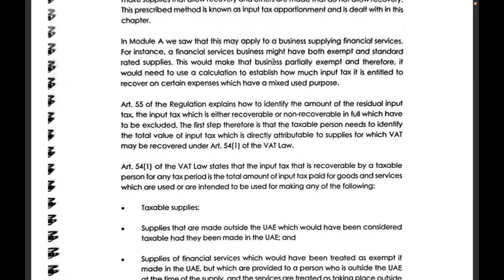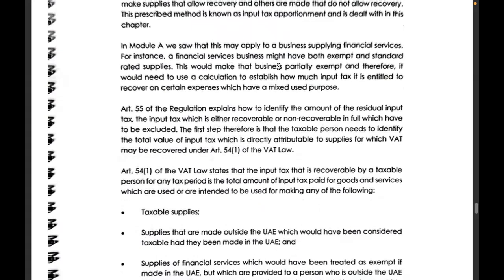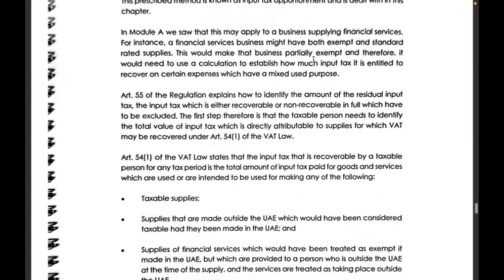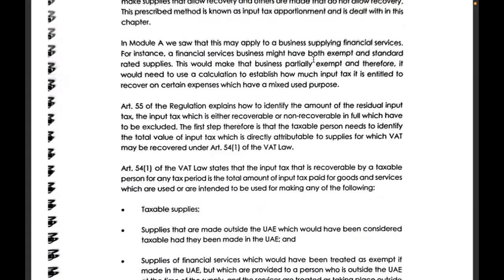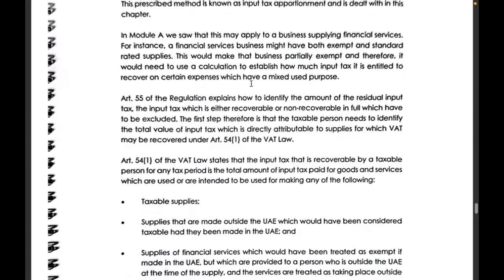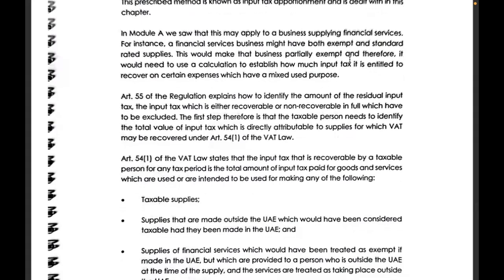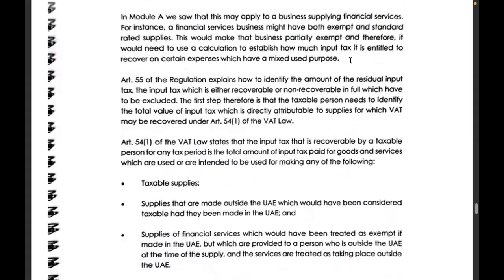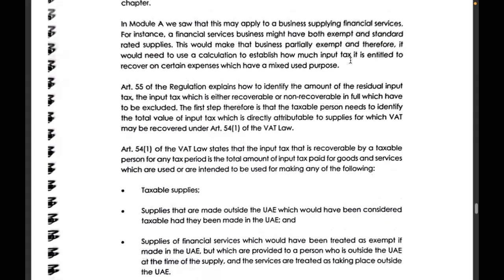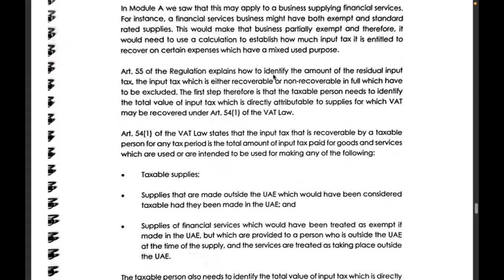There is a situation where sometimes a financial service business might have both exempt as well as standard rated supplies. Quite a few banks have that, even insurance companies. So that means this business is partially exempt. So we have to find out how to deal with that input VAT which can be related to both taxable as well as exempt supplies. So that's a mixed use purpose.